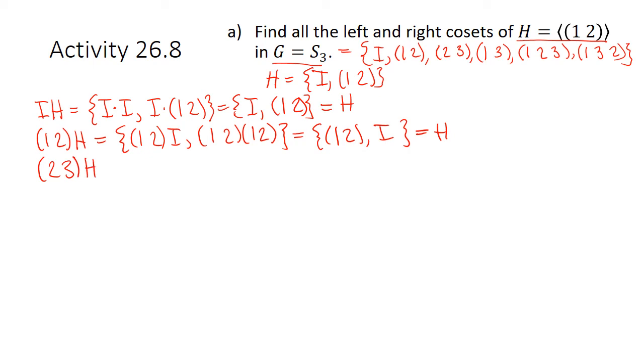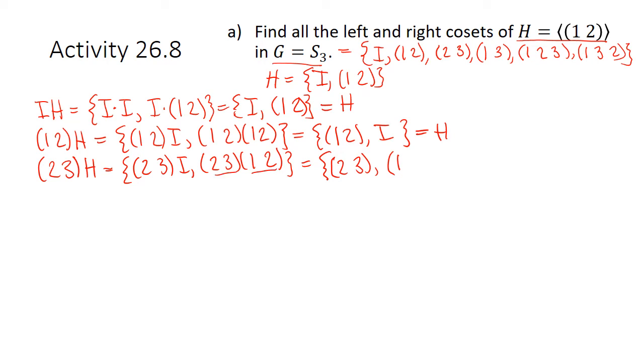Okay, if we do (2 3) times H, that is (2 3) times the identity, and then (2 3) times (1 2). So this is going to be (2 3), and then let's see what happens with (2 3) and (1 2). Where does 1 get mapped to? 1 gets mapped to 2, and then 2 gets mapped to 3. And what happens to 3? 3 goes nowhere, and then 3 goes to 2. So it's this one. I don't have those all memorized, I just have to figure them out.